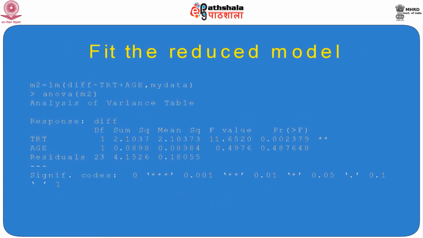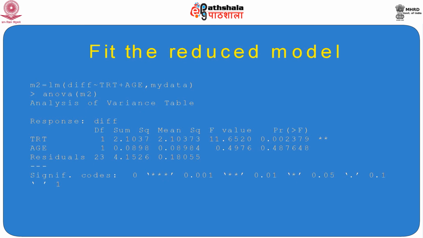For another objective, we fit the reduced model. Since initially we considered gender, age and treatment, now we will consider only treatment and age, and again the dependent variable is diff, the difference between diastolic blood pressures 1 and 2. The function used is lm, assigned as m2. Now when we put the anova function with m2 in parentheses, we get the estimates for treatment, age and residual.